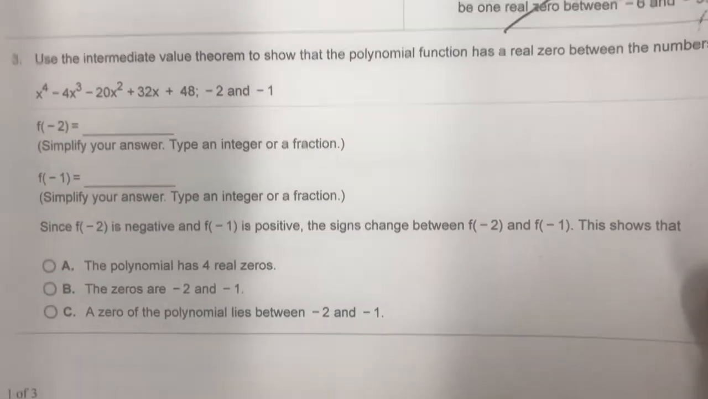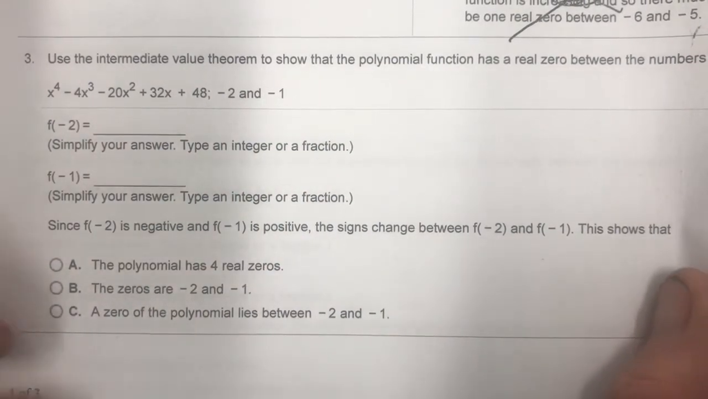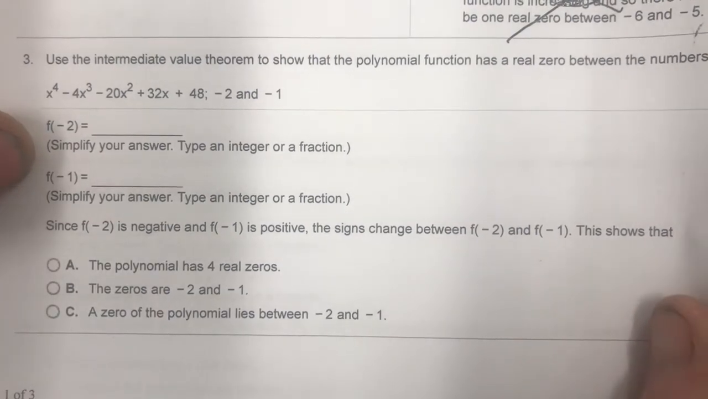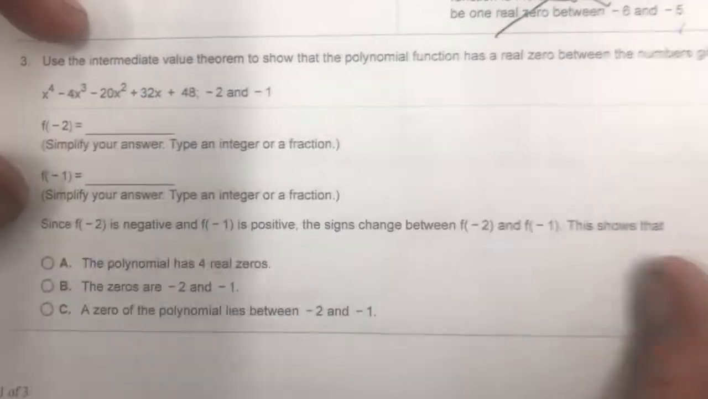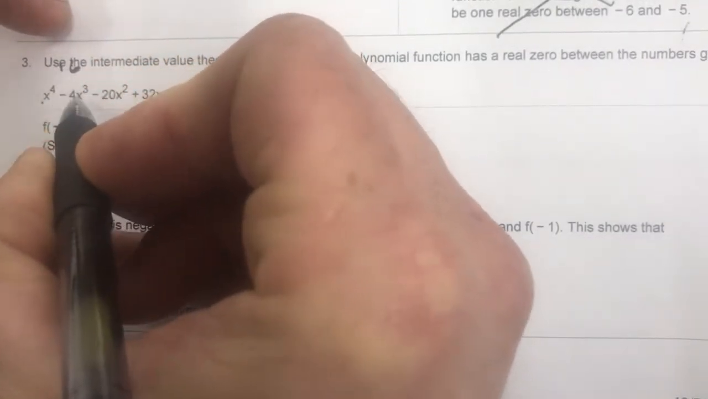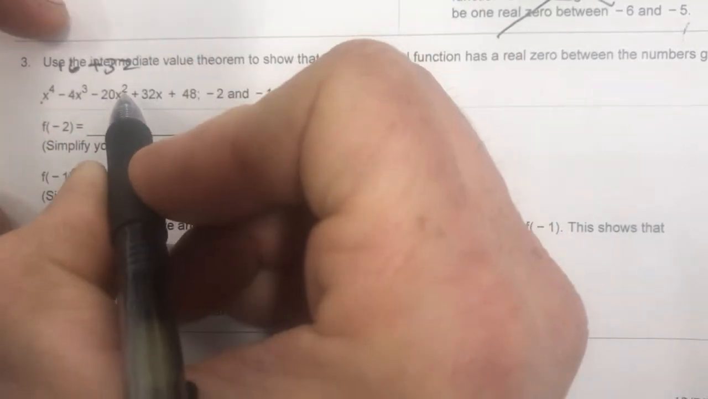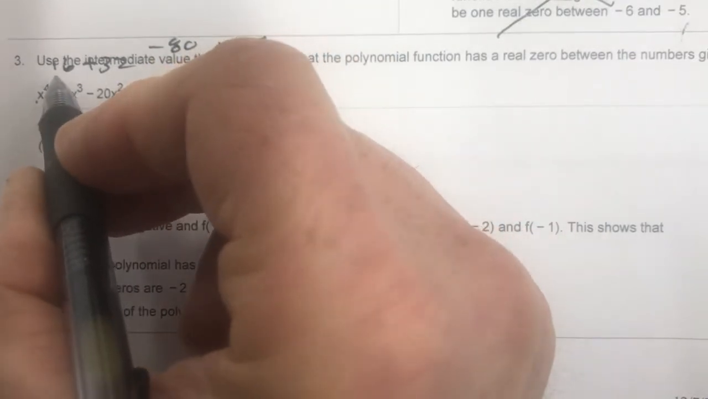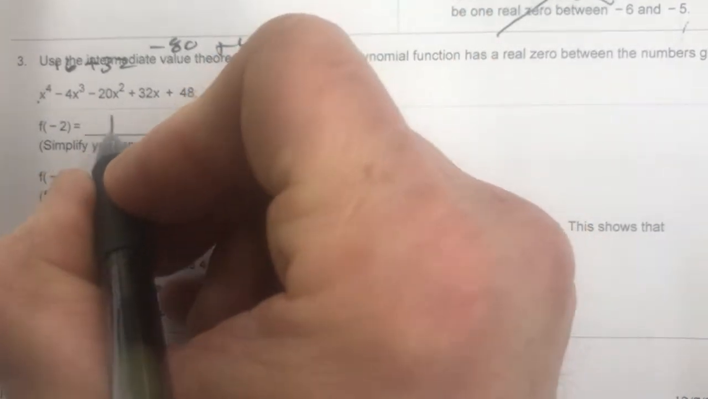Same kind of thing here. You've got -2, -1, you put it in, and if these are opposites, then there's a 0 between them. Here, we'll do this one. So if I put -2 in here, -2 to the 4th power would be 16, -2 to the 3rd power would be -8 times -4 would be +32. -2 squared would be 4 times it'd be -80 plus 48. All right, so I get 16 plus 32. That's minus a is 16. All right.